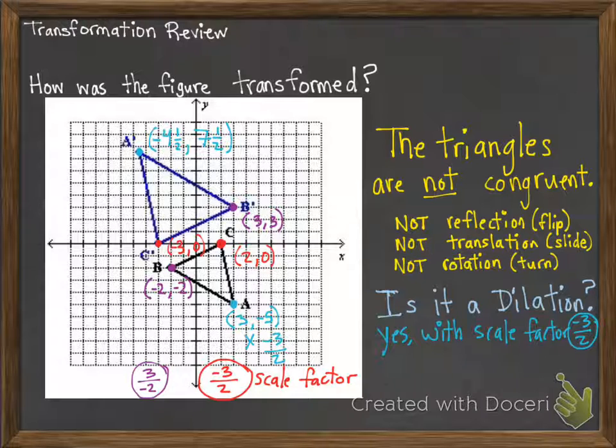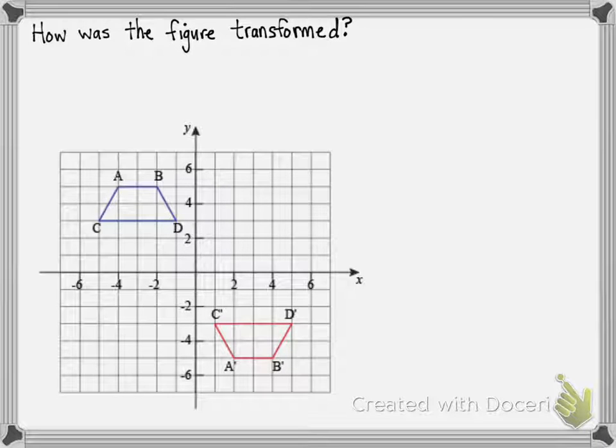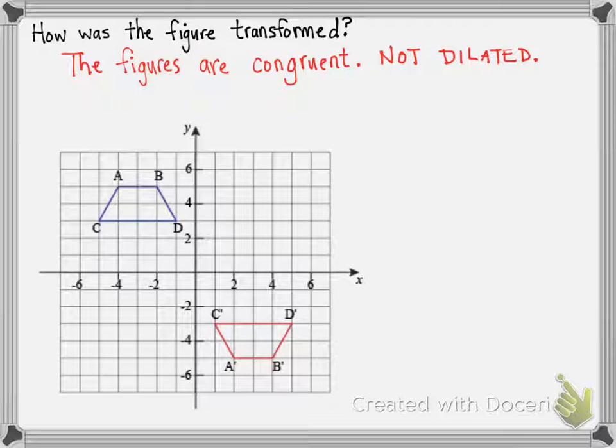Let's see another example. We want to check to see how this figure was transformed. First, we're going to look at whether or not it's congruent or similar. These figures are similar. They're also congruent. They are the same shape, but they're also the same size. Since they are still the same size, they have not been dilated, so that gets rid of one option.